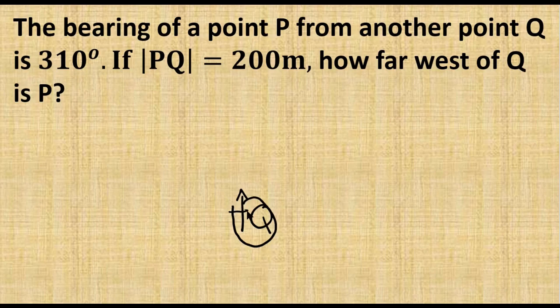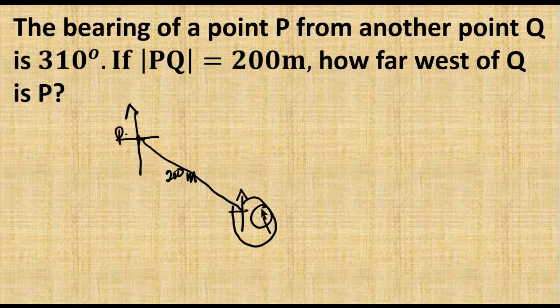Since it's 310 degrees, that tells me that it's in the fourth quarter, so that here, this way, I should have point P. Now, if I have point P here, and the line PQ, this line PQ, I'm told is 200 meters. Now, here's point P. Then I can pick the point P this way.